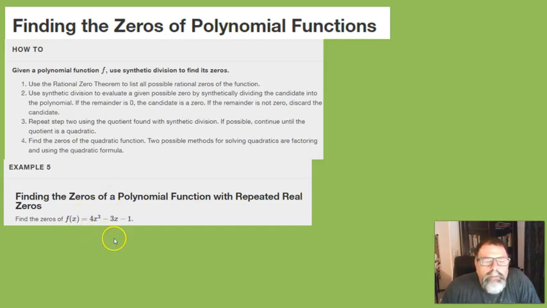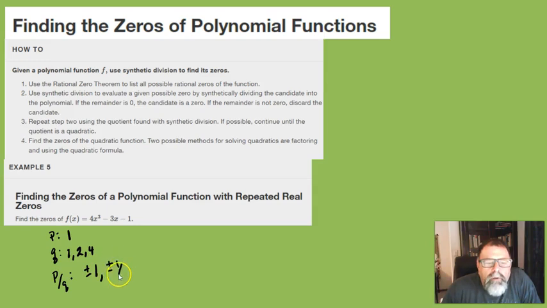Alright, so let's try this. So we got 4x, so our possible rational zeros would be, p is going to be just 1, q is going to be 4, so we got factors 1, 2, and 4. So when we start with our list, remember we're going to do plus or minus 1 over 1, plus or minus 1 over 2, plus or minus 1 over 4.